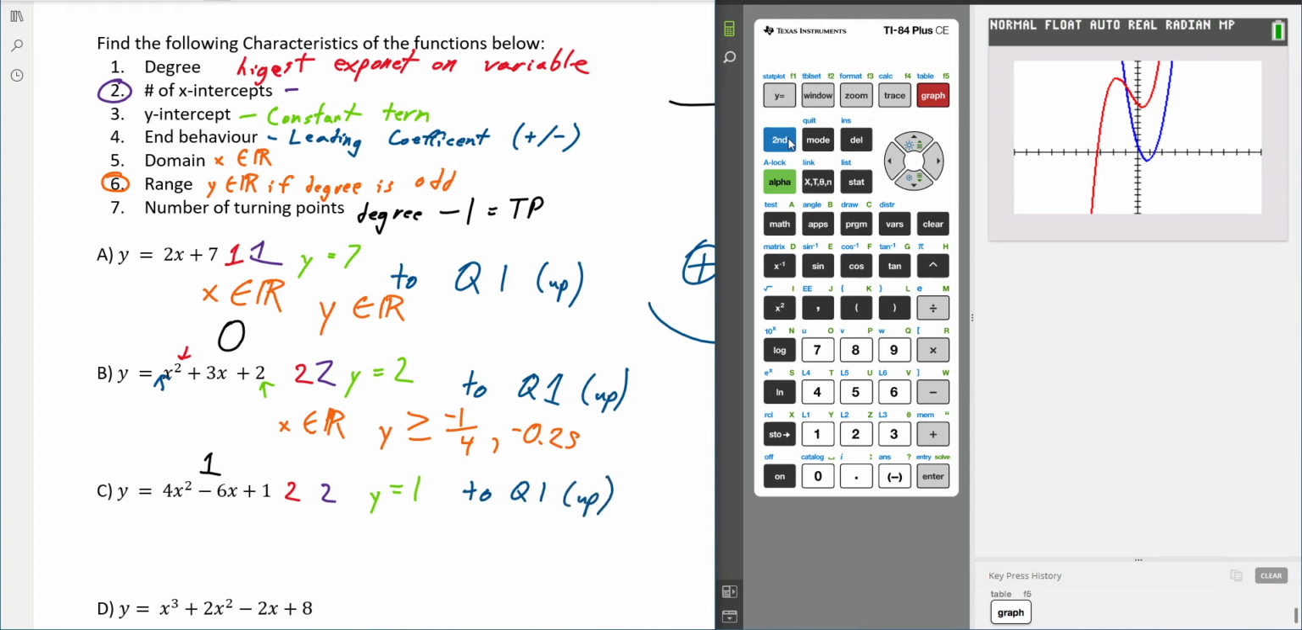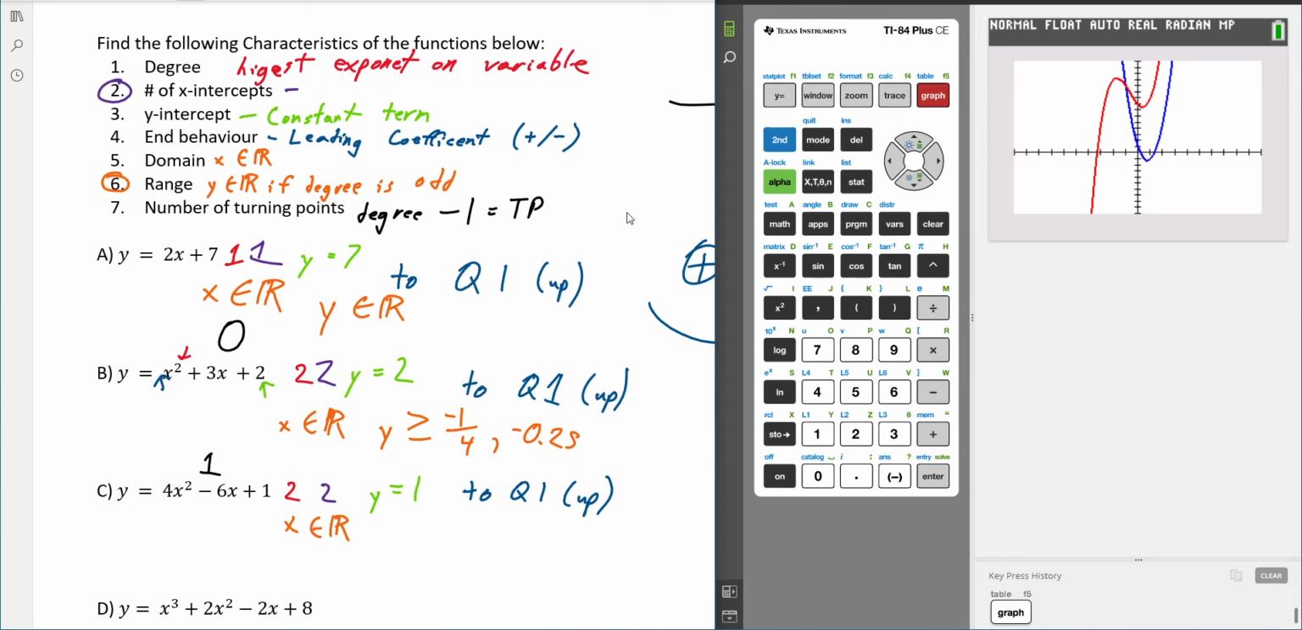Oh, did I make any of these negative? Hopefully E is negative. If not, I will make it negative. What else do we have here? So we have domain. X is a real number. And this is the tricky part.